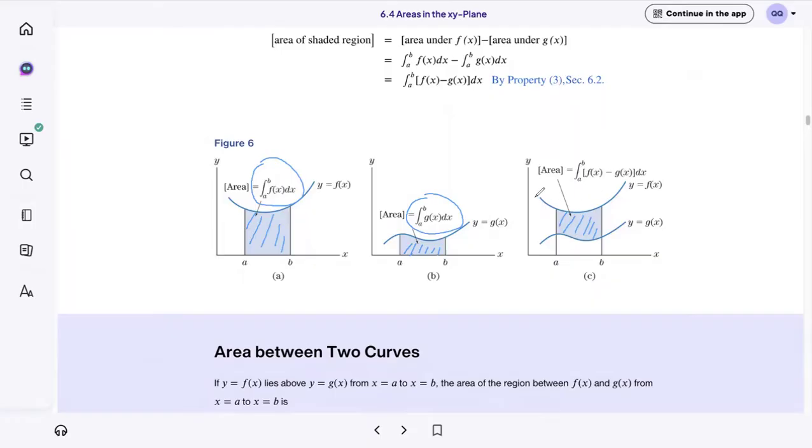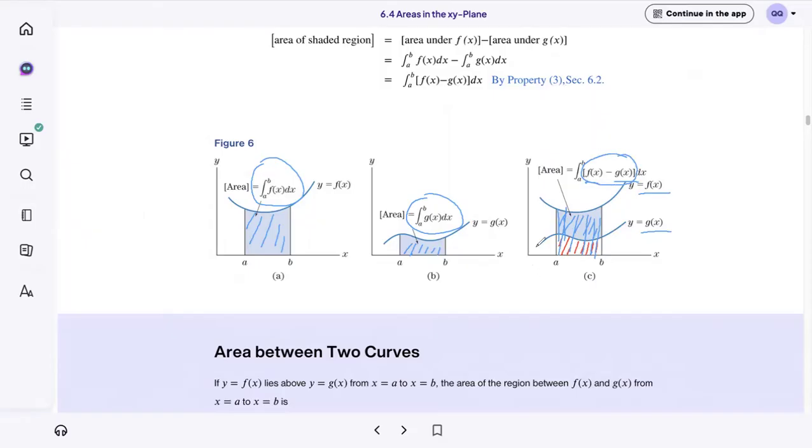So what do we do? So the top one we call f of x. The bottom one is g of x. So just subtract them. Why? Because area under g is this much, right? But the area under f is all this. And we want to find a shaded region. And of course, that's f minus g, right? For everywhere, that's f minus g. So that's the only difference.